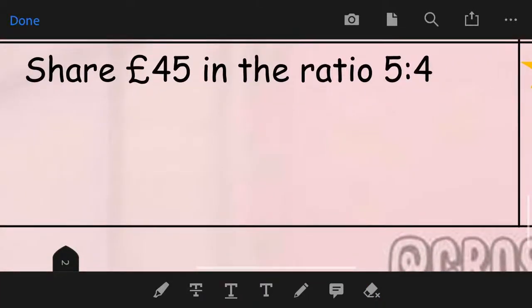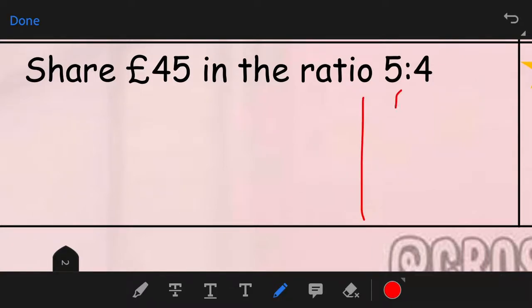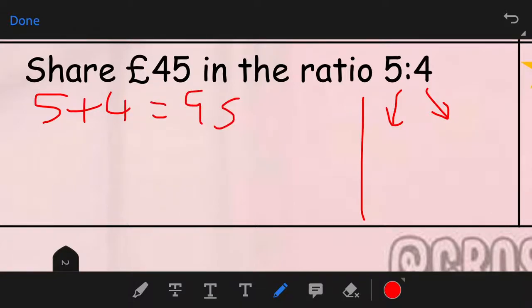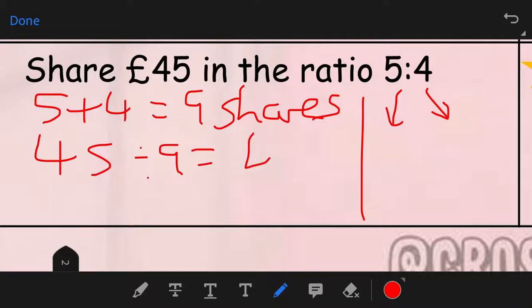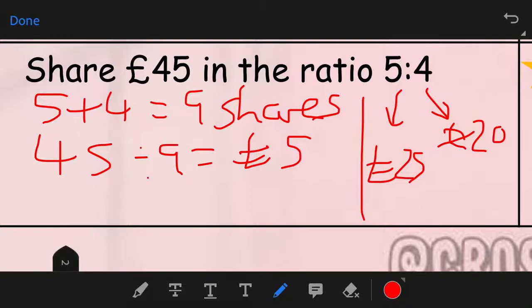45 pounds in the ratio 5 to 4. Okay, I'm going to separate this exactly as I would normally. Add the shares together first. 5 plus 4 is 9 shares. I divide my amount of money by my 9 shares, which gives me £5 per share. Okay, 45 divided by 9 is 5. 5 lots of £5, one person is going to get £25. 4 lots of £5, the other person is going to get £20.